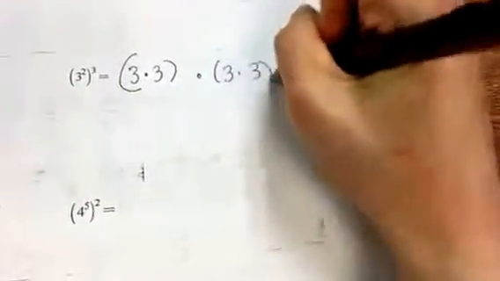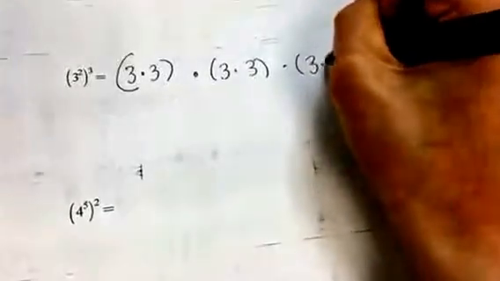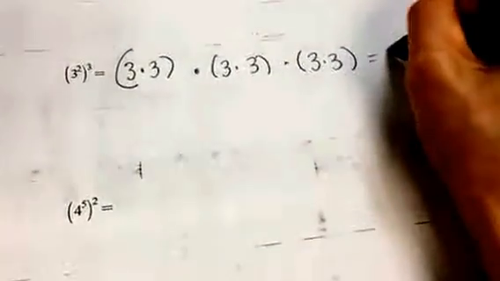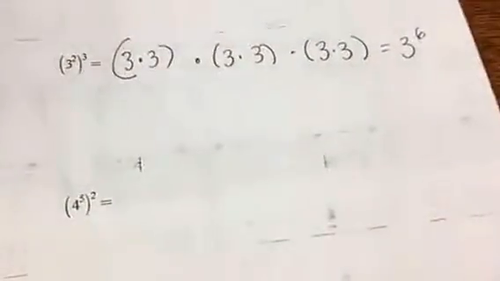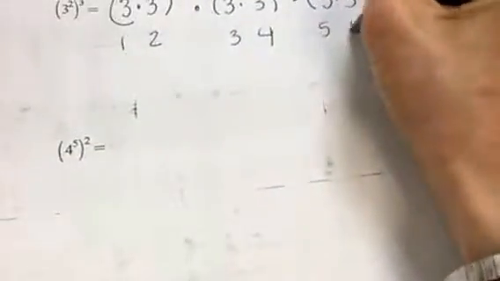All right, so here I have 3 squared to the power of 3. So if I expand that out, what I have is 3 squared times itself 3 times. And I can see what I have here is 3 to the 6th power. So I can see that 1, 2, 3, 4, 5, 6.